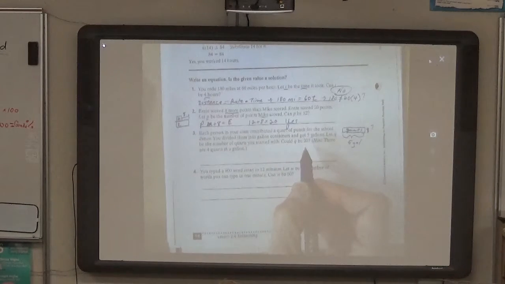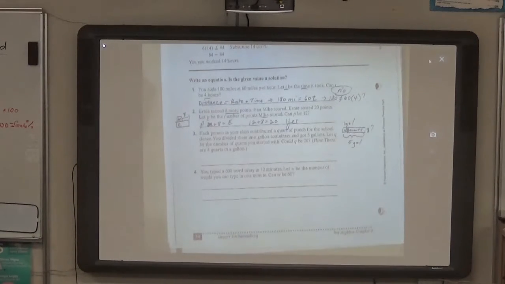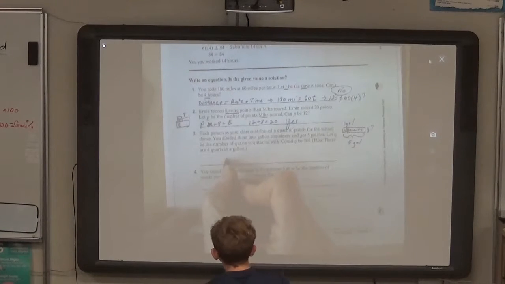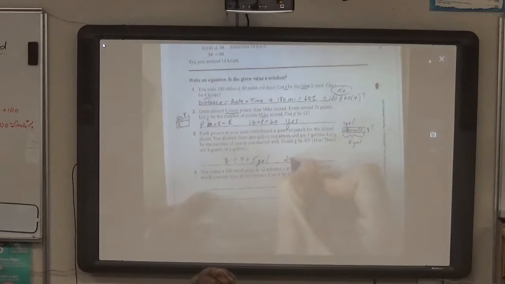Could Q be 20? Well, if we're putting them into groups of 4, since there are 4 quarts in a gallon, then 4 quarts equals 1 gallon. So Q divided by 4 equals 5. And could Q be 20? Does 20 divided by 4 equal 5? Yes.